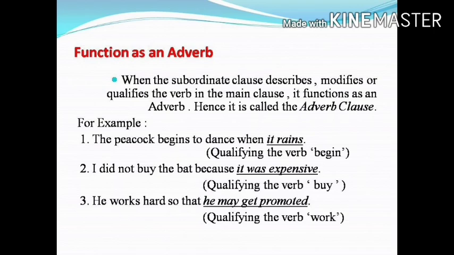So, friends, when the subordinate clause works as an adjective, it is an adjective clause. When it works as an adverb, it is an adverb clause. When it works as a noun, it is a noun clause. Friends, that was about the basic functions and basic types of subordinate clauses.